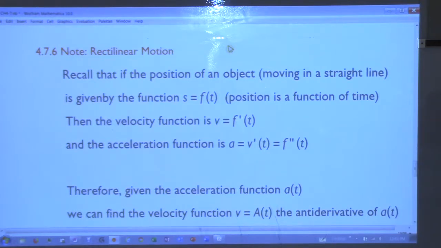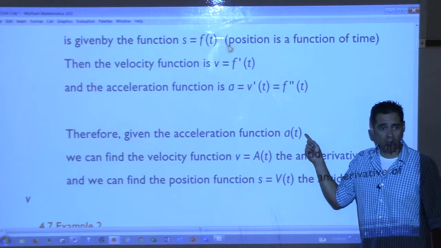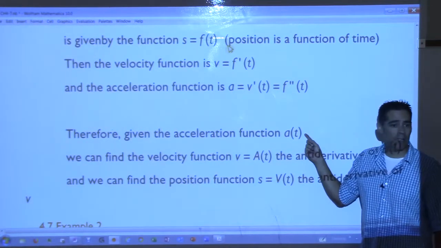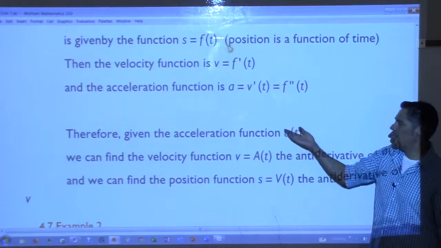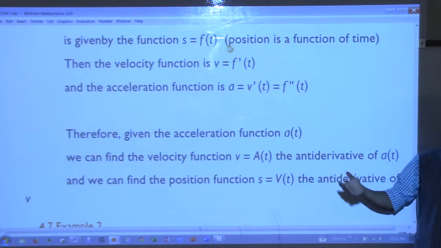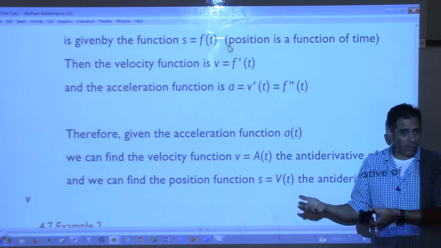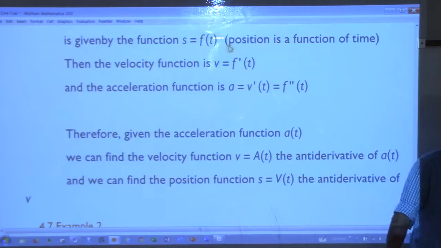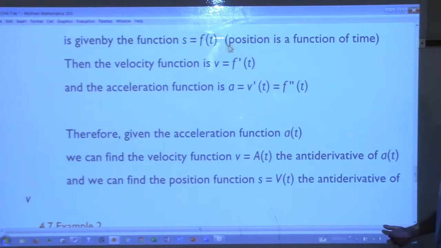Therefore, what if we go backwards? What if someone gives us an acceleration function and we're asked to go back and recover the velocity function? What will we have to do? Take the antiderivative, or find the antiderivative of the acceleration function. And that would give us a velocity function. And then, if we want to get the position function from the velocity, we'd have to go back again, wouldn't we? Take the antiderivative. But what's the problem with that, though?